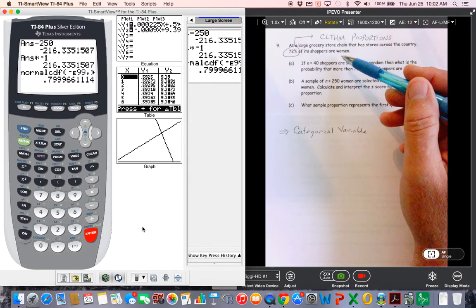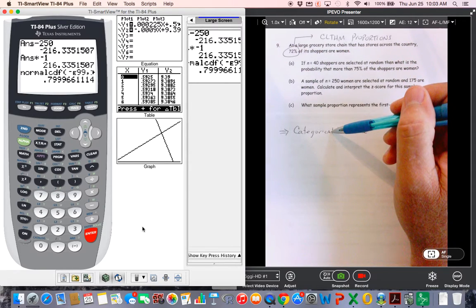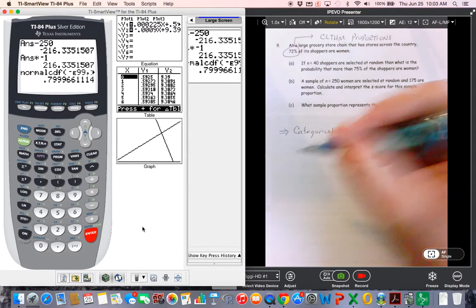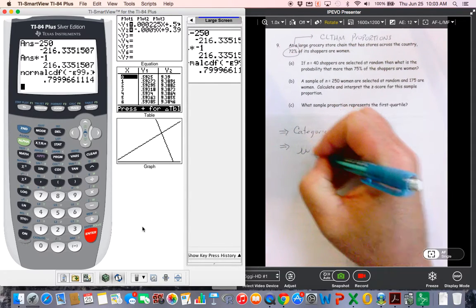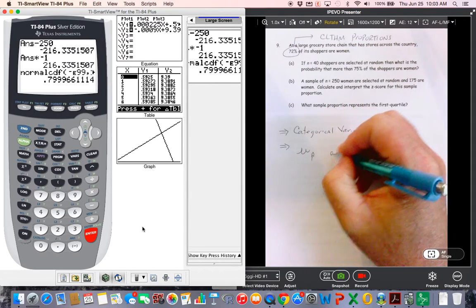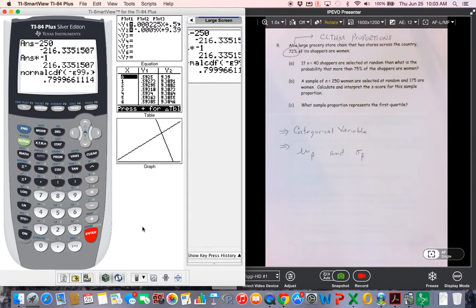When this grocery store chain is looking at the gender of the person walking in the front door, it's pretty clear to determine that. So it's categorical, male or female, gender. And we know that these two are the guiding numbers of finding these values, okay?